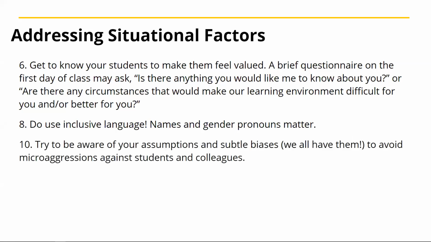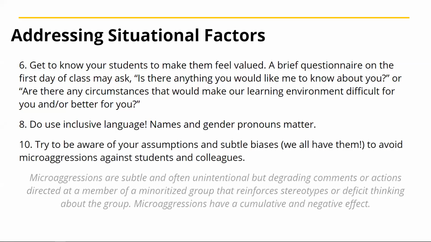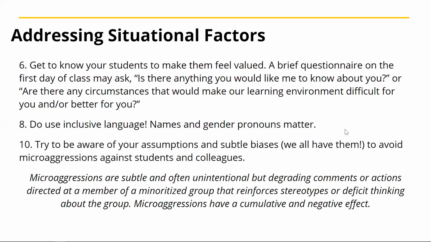We need to try to be aware of our assumptions and subtle biases. We all have these biases. Oftentimes they're unconscious and they reveal themselves in ways that we don't even realize were a bias. And so we need to become aware of those. And then what we're trying to do is prevent these microaggressions against our students and against our colleagues. Microaggressions are the subtle and often unintentional but degrading comments or actions that are directed at a member of a minoritized group. Oftentimes these are grounded in stereotypes, or they reinforce stereotypes or deficit thinking about the group.